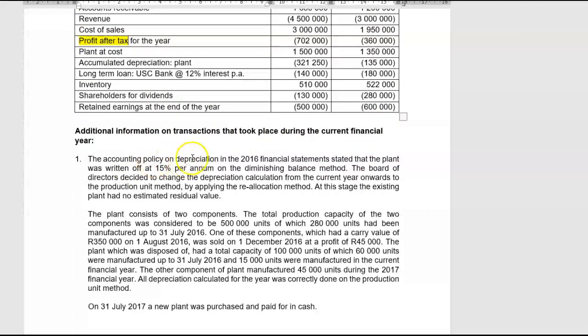The accounting policy on depreciation in the 2016 financial statements stated that plant was written off at 15% per annum on the diminishing balance method. The Board of Directors decided to change the depreciation calculation from the current year onwards to the production unit method by applying the reallocation method. At this stage, the existing plant had no estimated residual value.